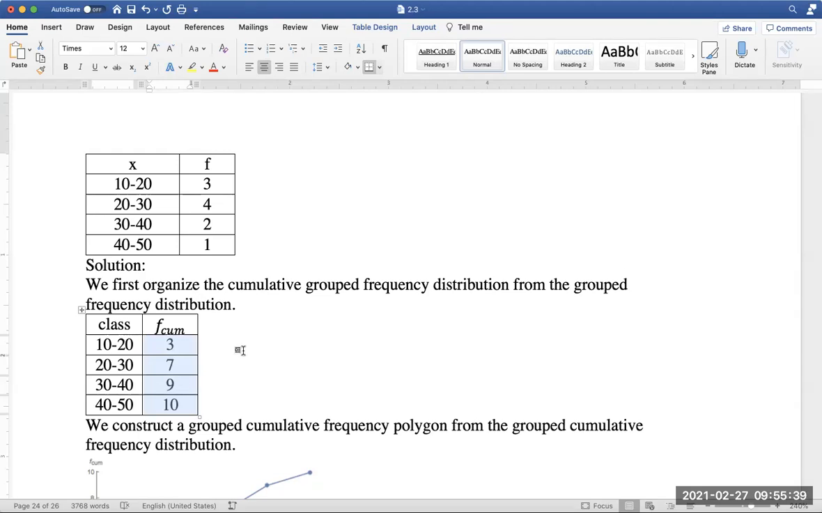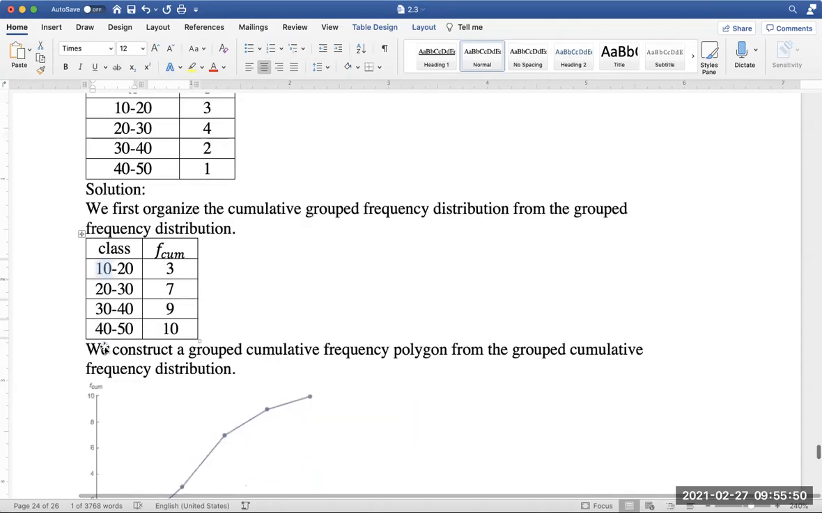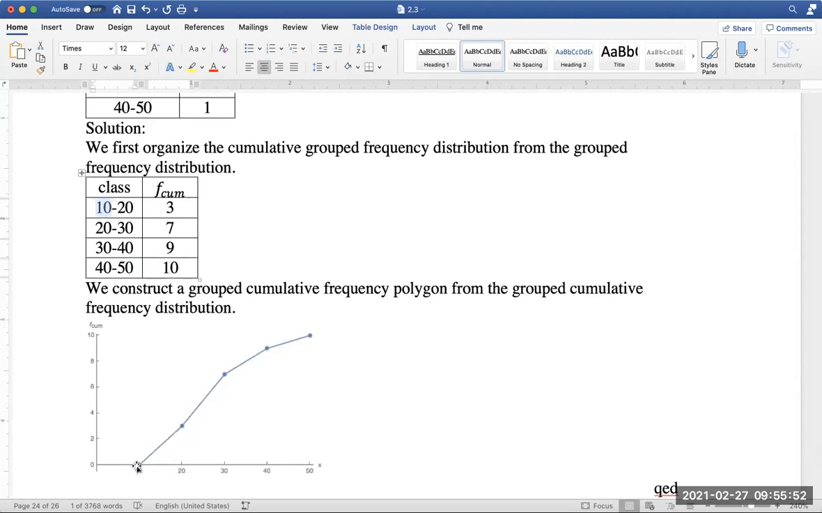First notice, what are my cumulative frequencies for 10? Well, there are no numbers less than 10. So I start out at 0 at 10. By the time I get to 20, there are 3 numbers less than 20.